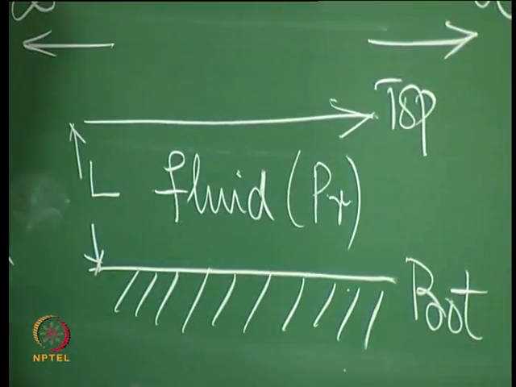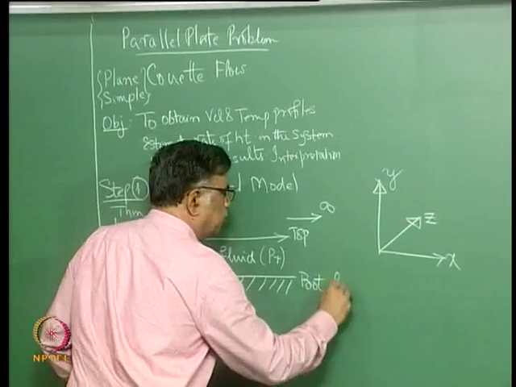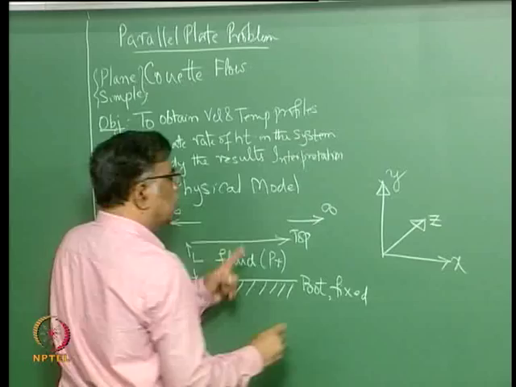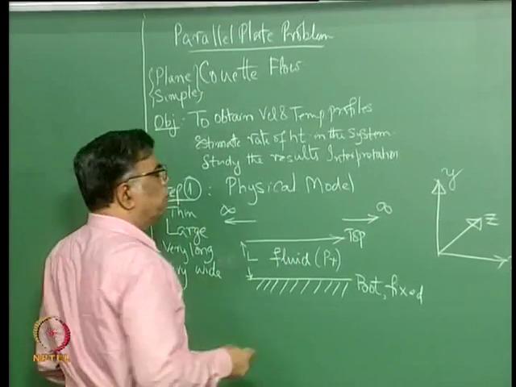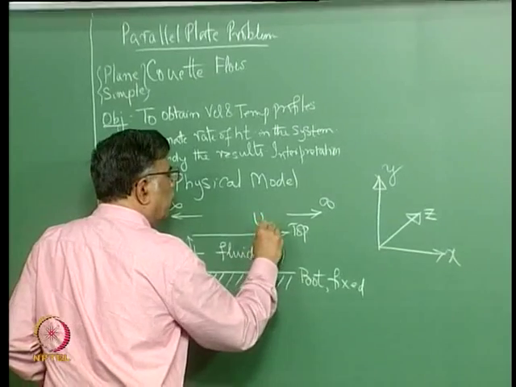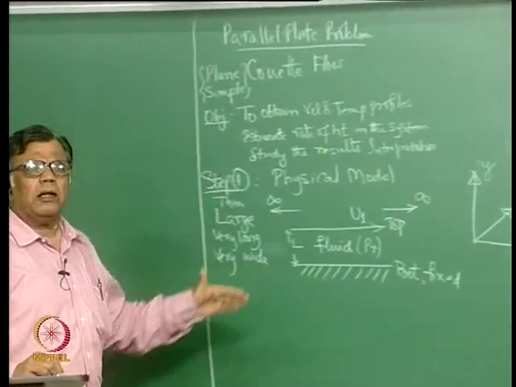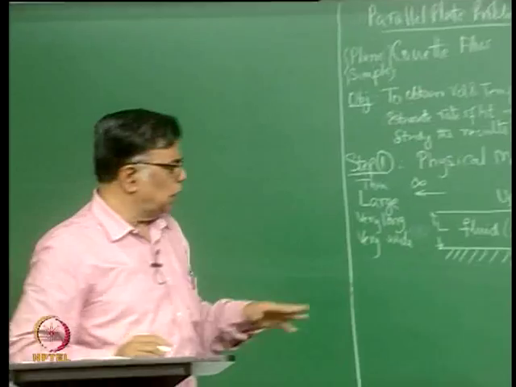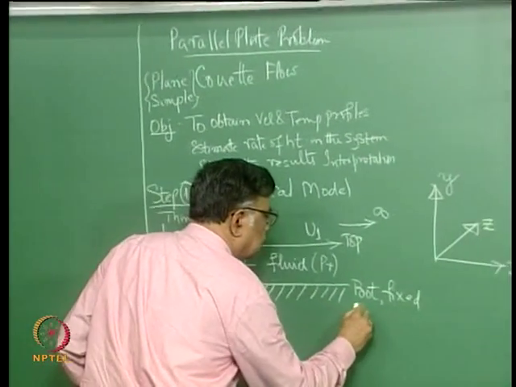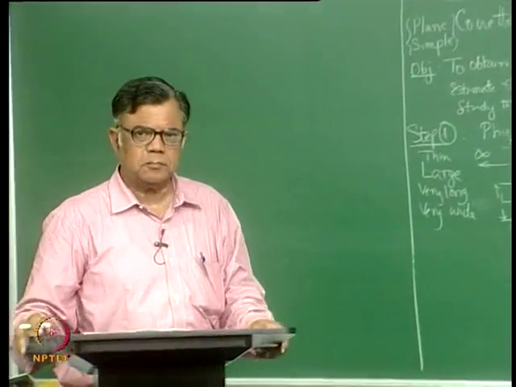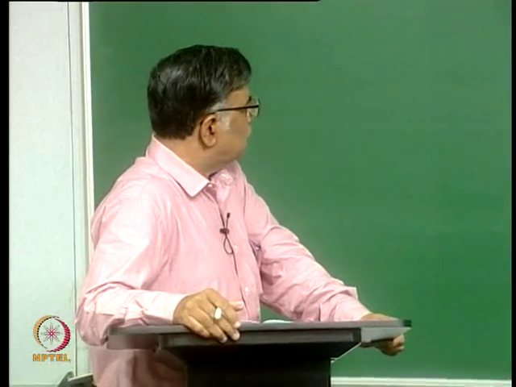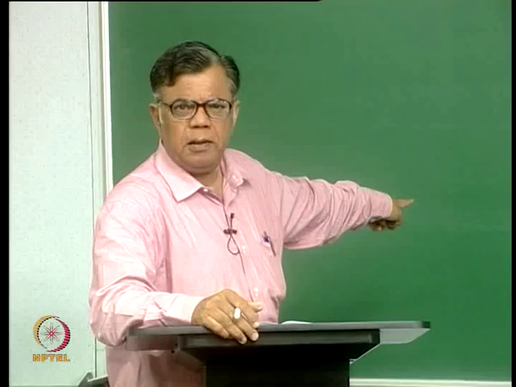So the bottom plate is fixed. The top plate is moving, then I have to prescribe something. It is moving with a velocity u1. 1 refers to the top plate, 0 refers to the bottom plate, subscripts later. Now, is there anything else to be defined? I am now completing the physical model.